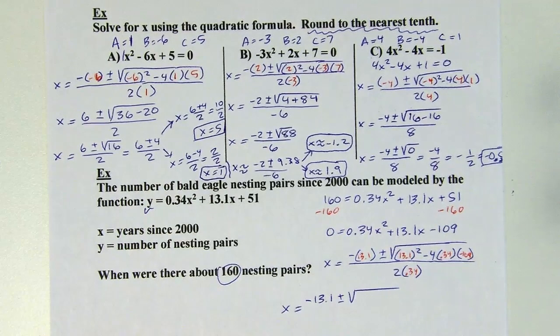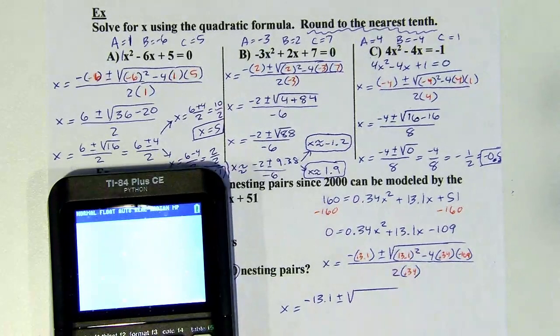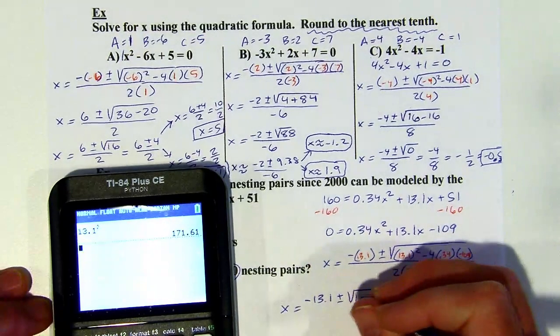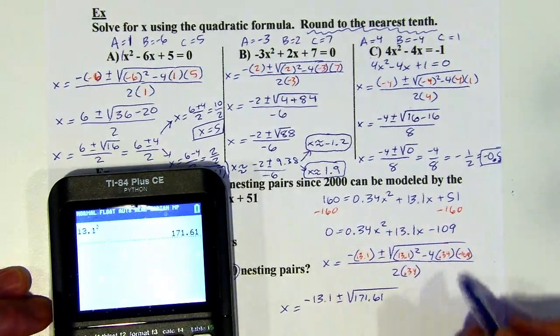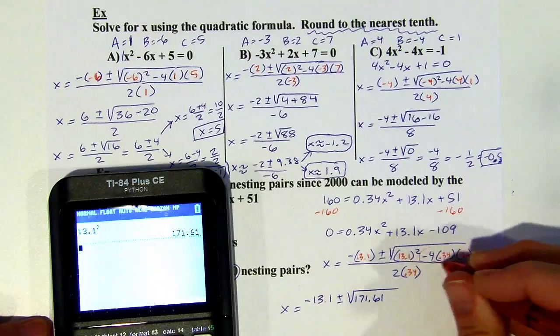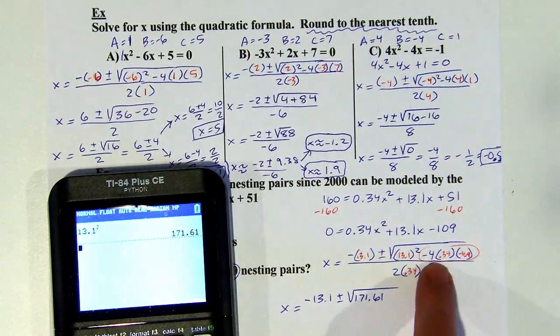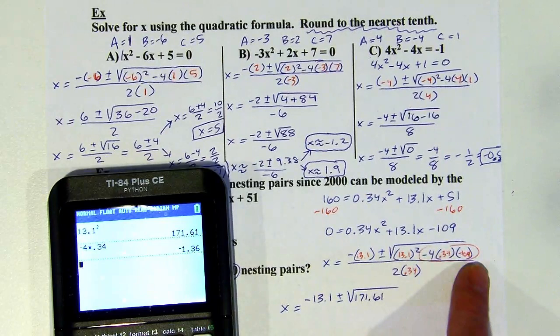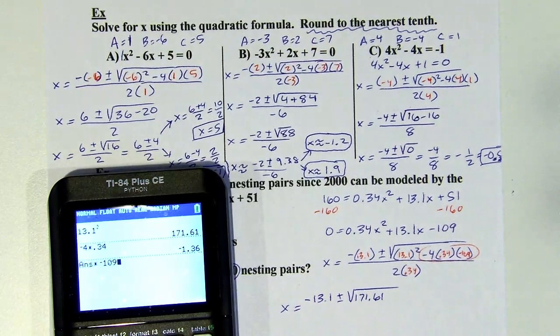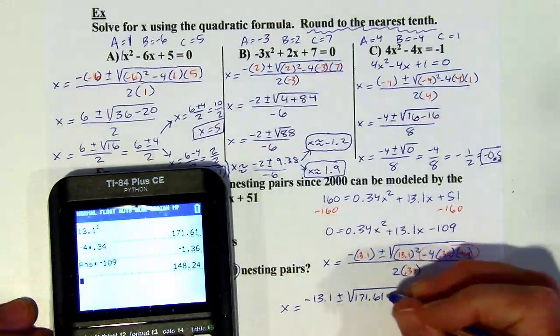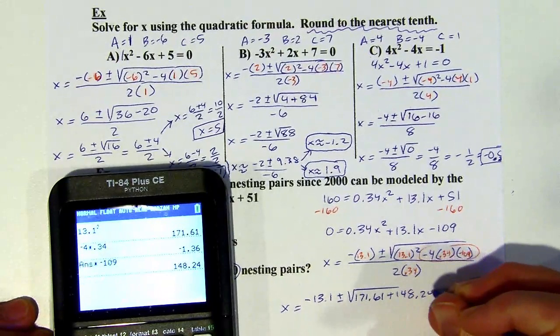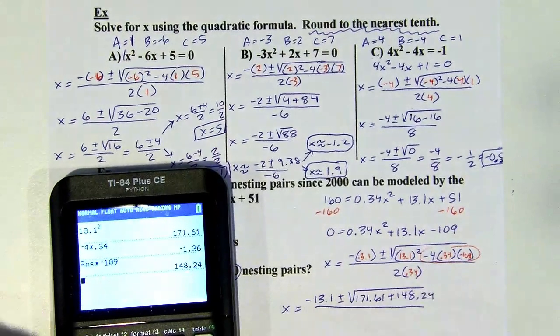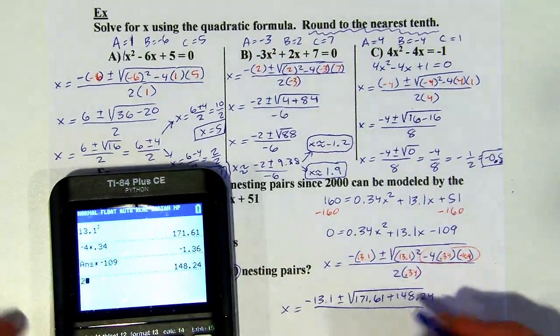Okay, and I'm going to need my calculator now to figure out what 13.1 squared is. That's going to be 171.61. Okay, and I'm going to do this part as well. So let's try this out. I'm going to start out with negative 4 times 0.34, and that is negative 1.36. And then I'm going to multiply that by negative 109. So a negative times a negative should come out positive. There we go. Okay, and then on the bottom I've got 2 times 0.34, which is going to be 0.68.